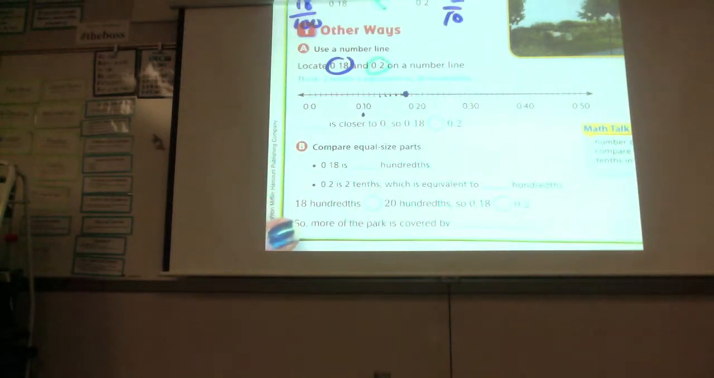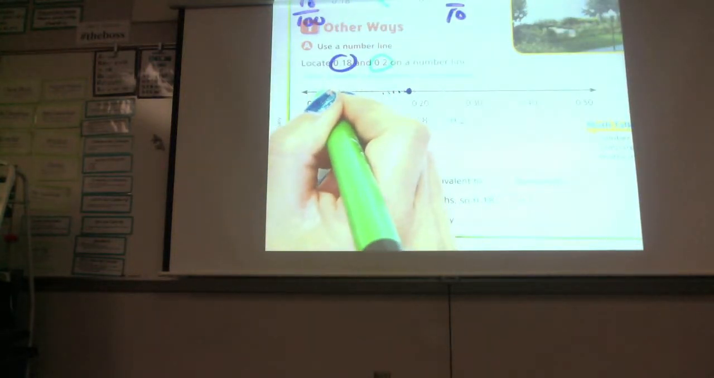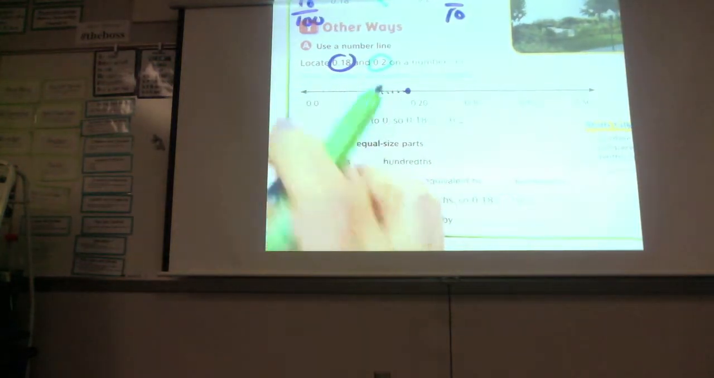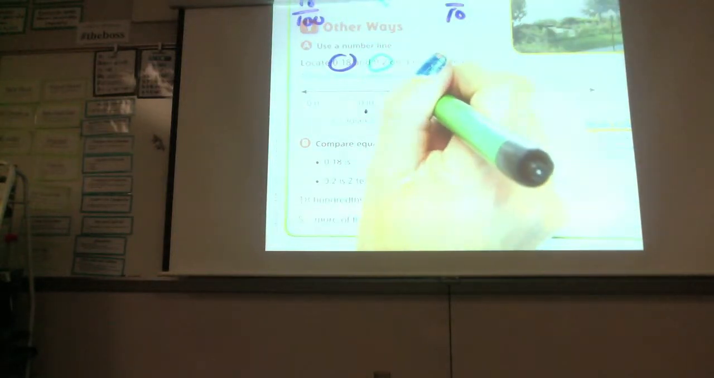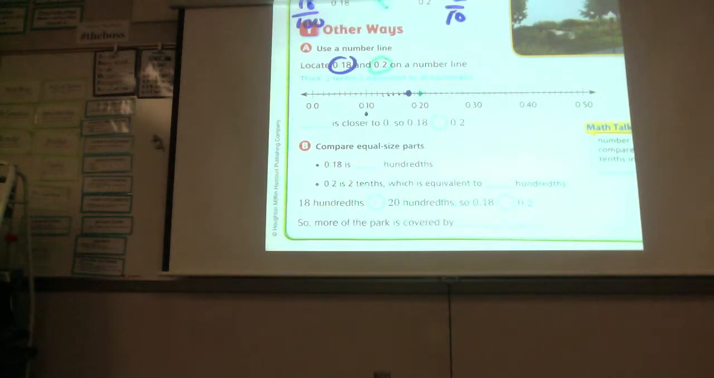Where's that going to go? Who could explain to me where I'm going to mark that 2 tenths? Oh, so right here, 1, 2. Okay, how many of you agree with that? Who thinks they have a different answer? Haley? Put it at the 20. At the 20. And why would you put it at the 20? Because 2 tenths is equivalent to 20 hundredths.